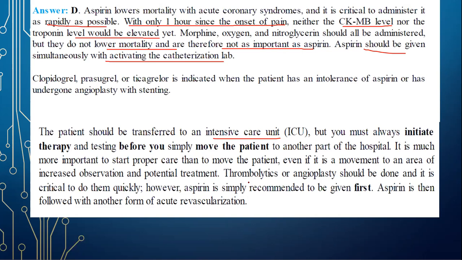Clear? But the maximum time period is 12 hours. Remember, in your textbook, it's a little confusing, because it's written in a way that seems like within 90 minutes you have to go for angioplasty and after 90 minutes you cannot. It's not like that. The ideal thing is doing angioplasty within 90 minutes of presentation to the hospital. But up to 12 hours from onset of chest pain, you can do either angioplasty or thrombolytics: thrombolytics if the patient is in a rural hospital, angioplasty if the patient is in a tertiary hospital.